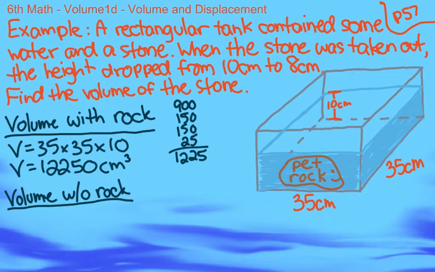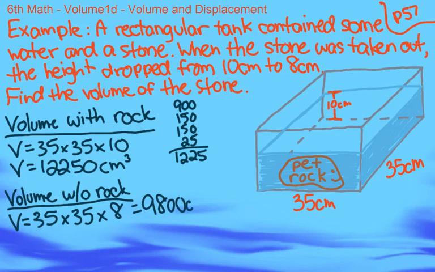Well, now let's find the volume without the rock. So that would still be 35 times 35, but now we'll do 8. And I think I'm done with the mental math. I'll just put this in my calculator. And that gives us 9,800 centimeters cubed.